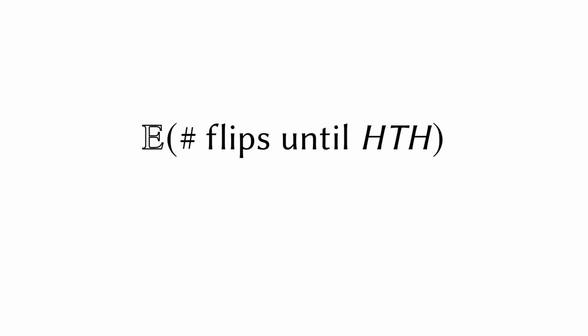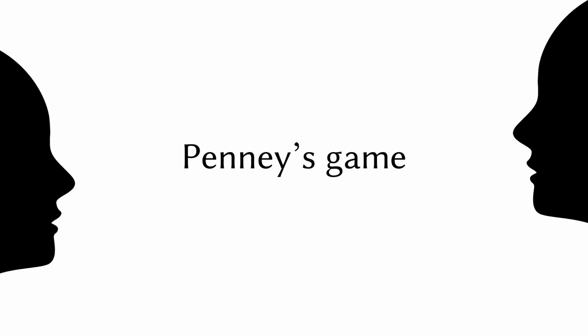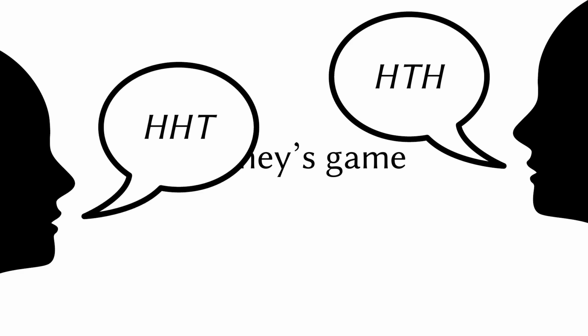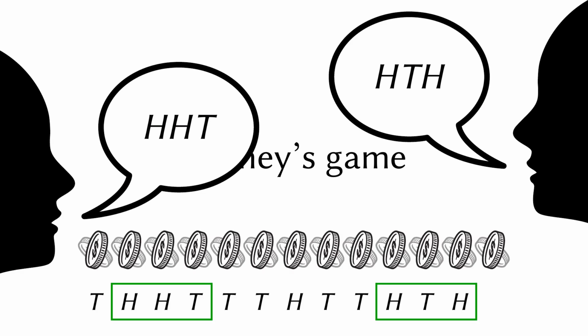The puzzle we just solved is related to a paradox called Penney's game. This is a 2-player game, where the first player picks a pattern, like HTH, and the second player picks a different pattern, like HHT. After picking the patterns, the players flip a single fair coin over and over again, and the player whose pattern appears first wins.